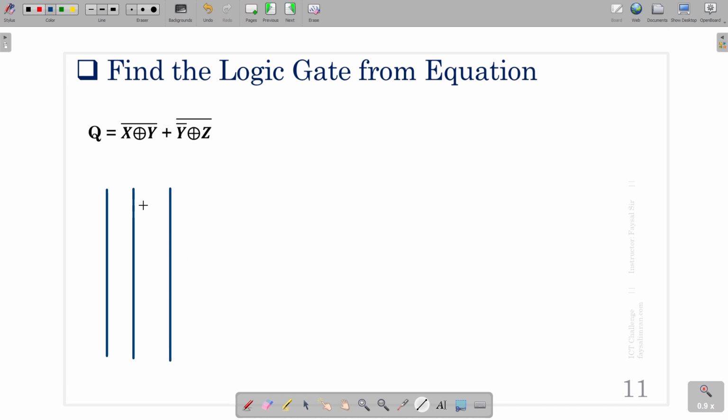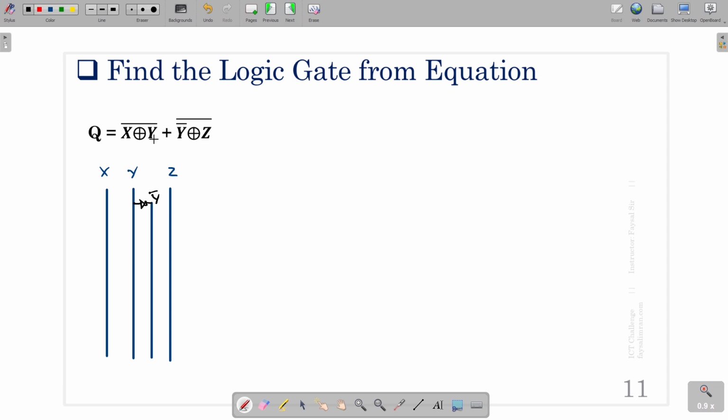So now let this line be for y bar. Now we place here x, y, z, and this is y bar, and we can't write it this way because we have to place a NOT gate here. Okay, so this is y bar. Now maybe we have to write it closer, y bar.